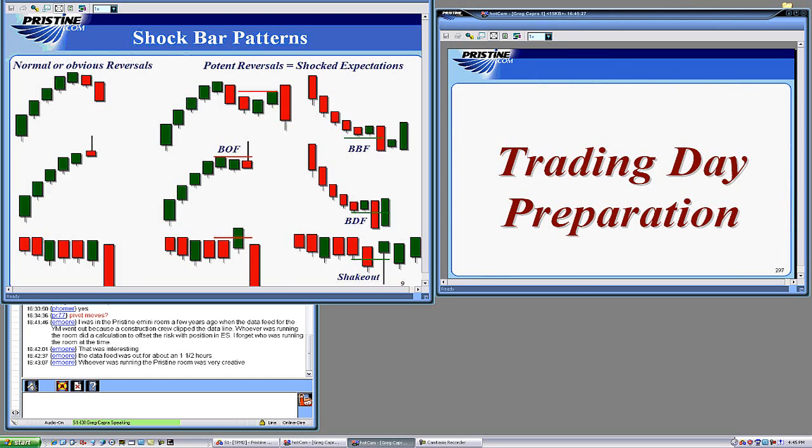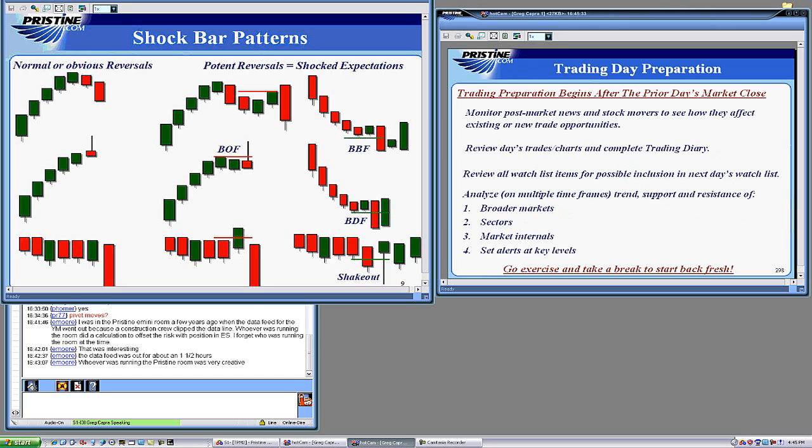Trading day prep. Trading day prep for the next day begins at the current day's market close. We monitor news that's coming out, see how that's affecting the market and other stocks. Is it presenting other new opportunities? You review your trades. You complete your trading diary. Update your watch list for the next trading day. Do your analysis of the broader markets. Has the trend changed? Was there a breakout failure? Was there a breakout of itself? What are the market internals telling you? Go through the various sectors. Set alerts at key levels.